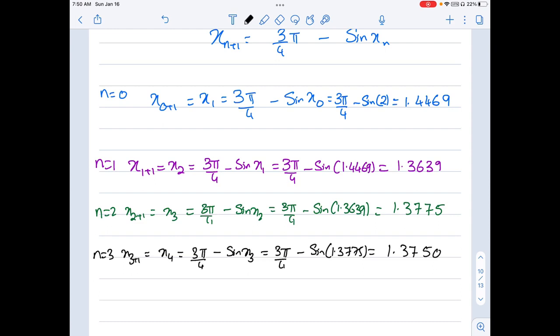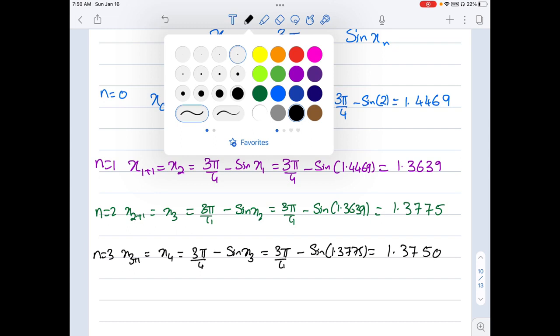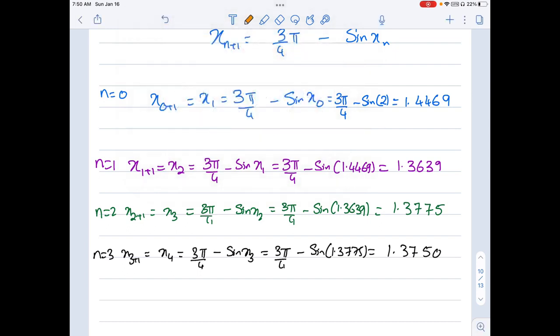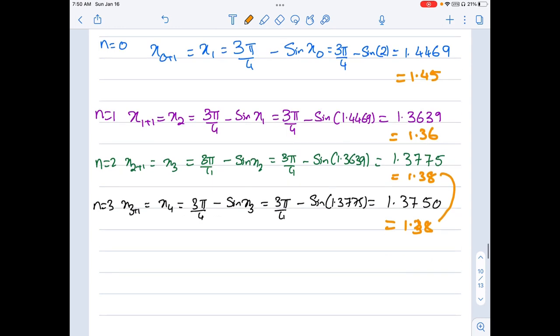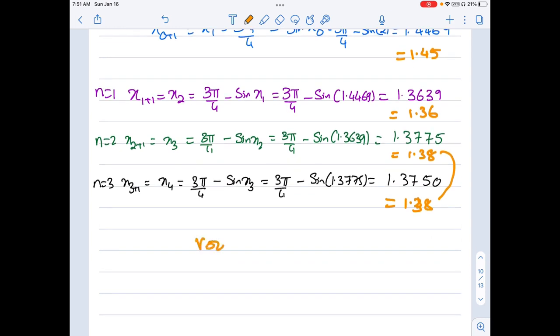Why do I stop it here? Because the question asks for 2 decimal places. So 2 decimal places is 1.45 and this is 1.36 and 1.38 and 1.38. So you can see that it is repeating. Therefore the root is going to be 1.38. As soon as it repeats, that's going to be the answer. So 1.38 is going to be the final answer.